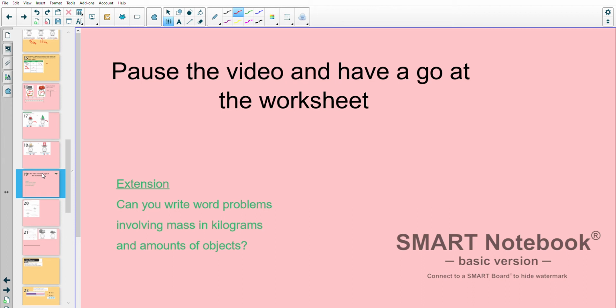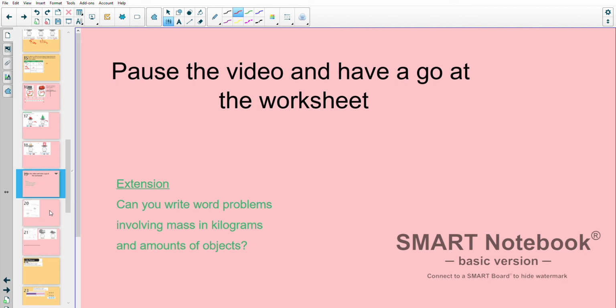If you managed to do that quite quickly, why don't you do a couple of extension questions? Can you write word problems involving mass, so involving how heavy something is in kilograms, and amounts of objects? So it might be that the desk weighs 10 kilograms. How many would 5 desks weigh? Or how heavy is 5 desks?